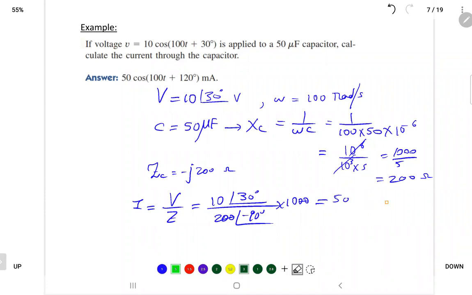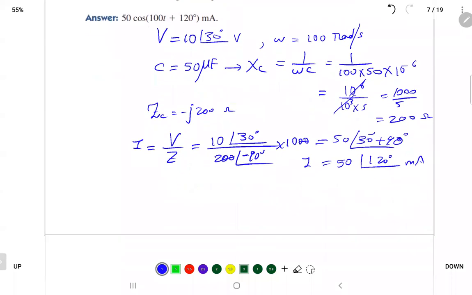See, I made a mistake, because the angle on top has to be positive: it would be 30 plus 90. So it's equal to 50, and the angle is 120 degrees, milliamps. That's the current. You want to convert it to the time domain? Simple. The current in the capacitor in the time domain is 50 cosine of omega t, where omega is 100, plus 120 degrees, in milliamps, and that should be your answer.